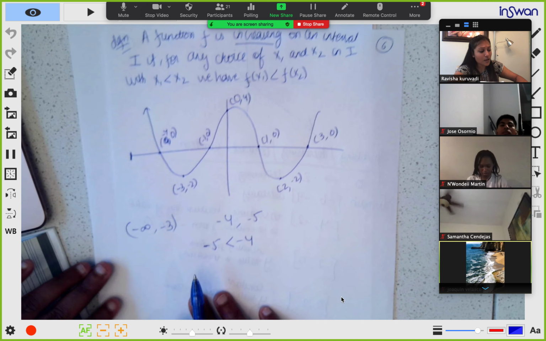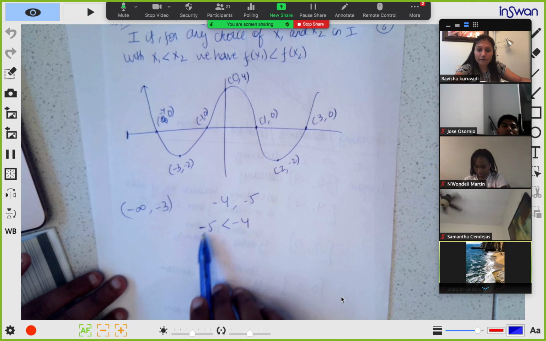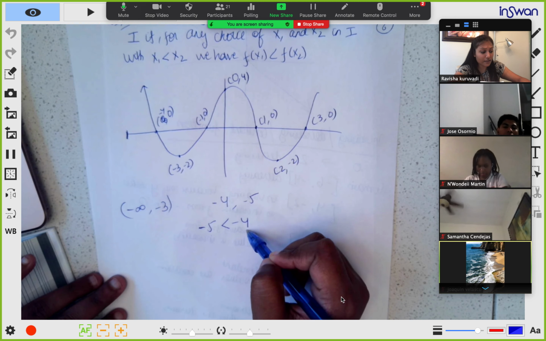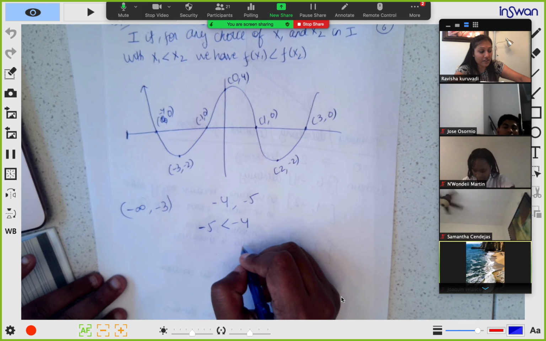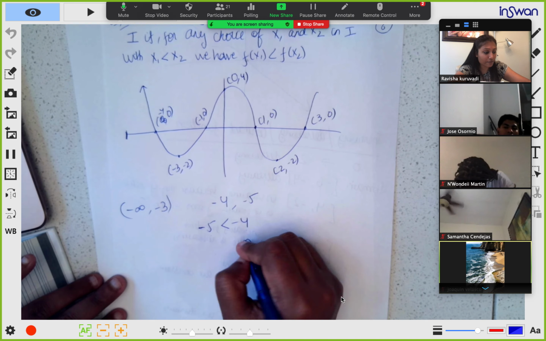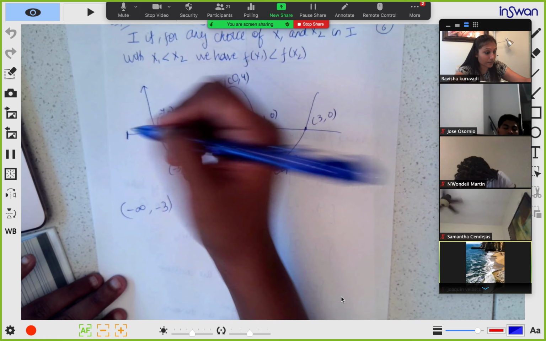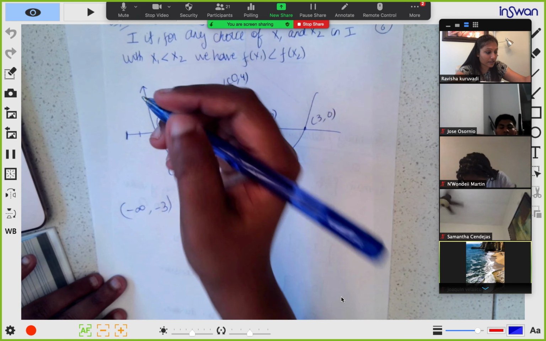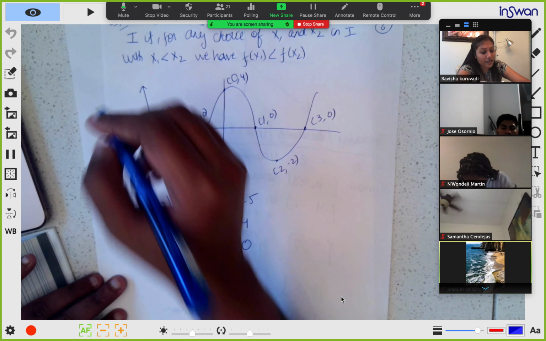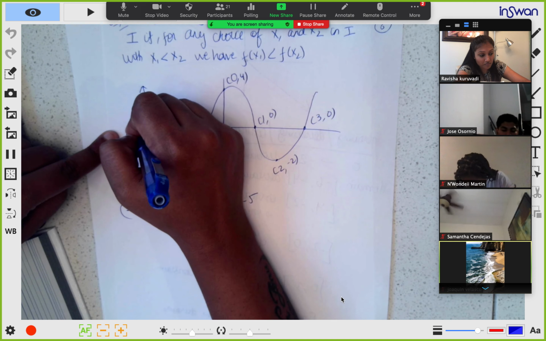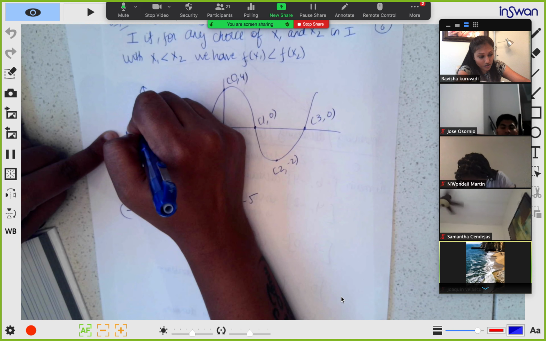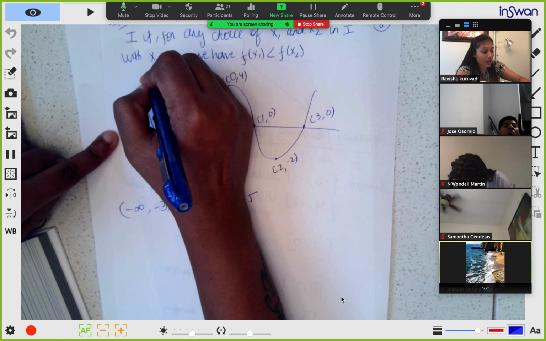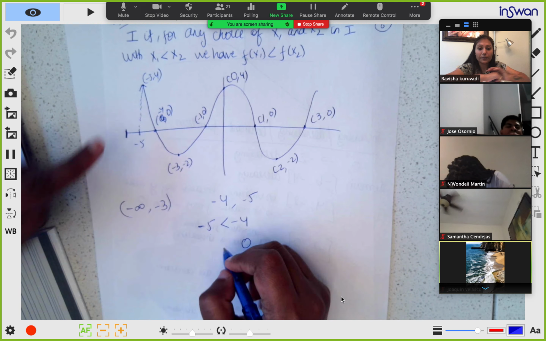What they are saying is, put these values in your function. What's the value at -5 and what's the value at -4? At -4 my f(x), what is my y value? 0. Suppose it's -5, it's gonna be what? Okay, I picked up the wrong one. At -5 it's gonna be here, somewhere here on the y-axis, something like -5, 4. My y value will be 4.